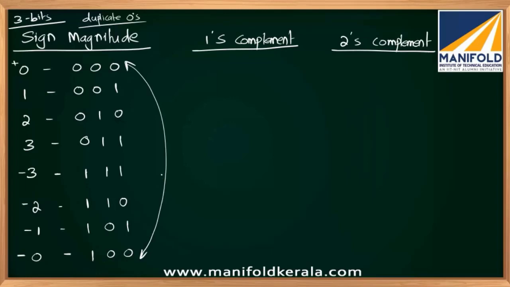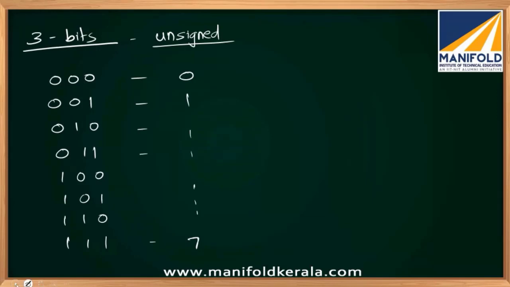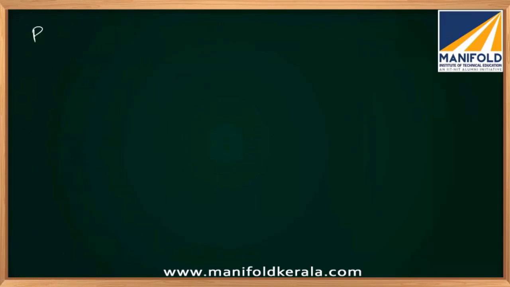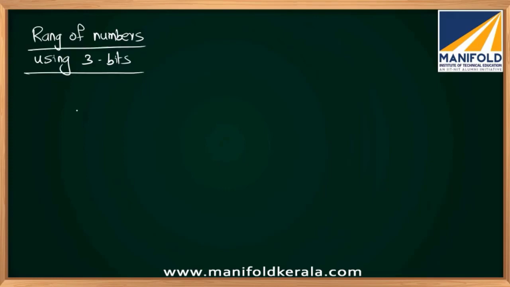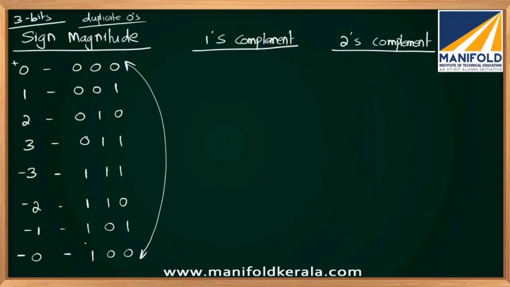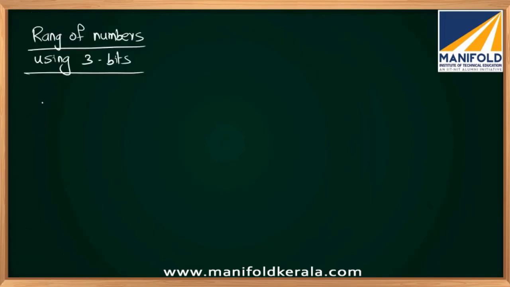Now I'll come to the range of numbers. Looking at this, what is the range of numbers represented using 3 bits? What is the least number? -3 is represented. What is the maximum number represented? 3. So what is the range you can say? It is -3 to +3. Yes, that's correct.